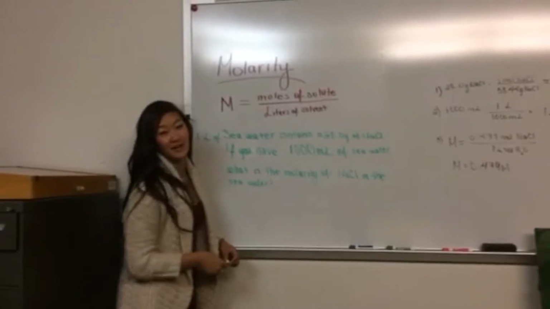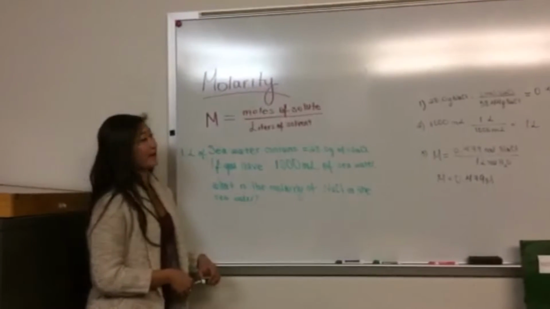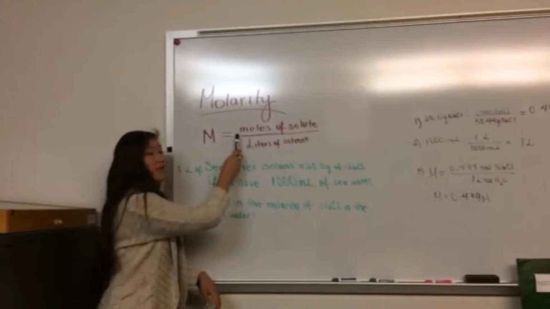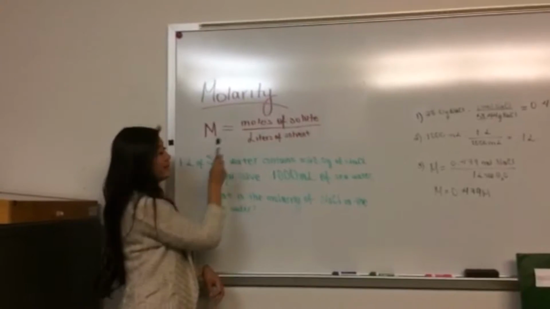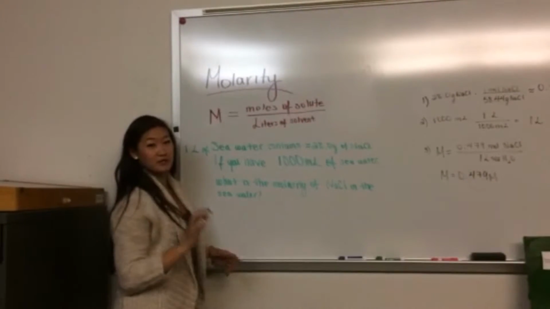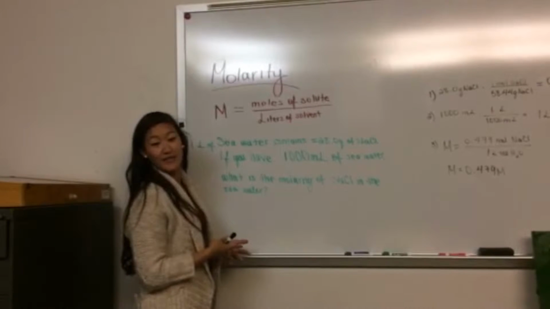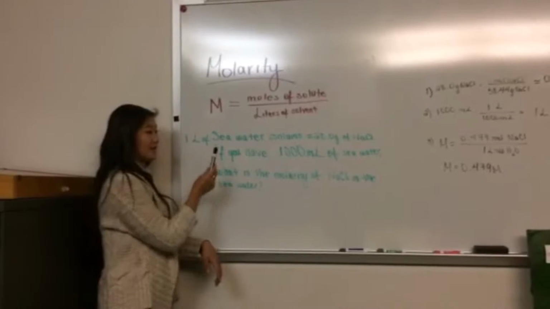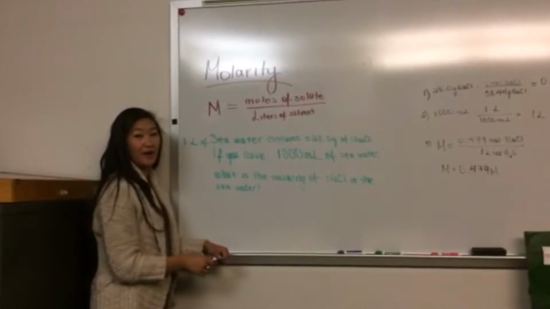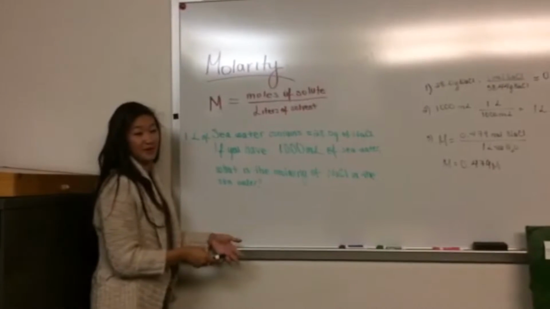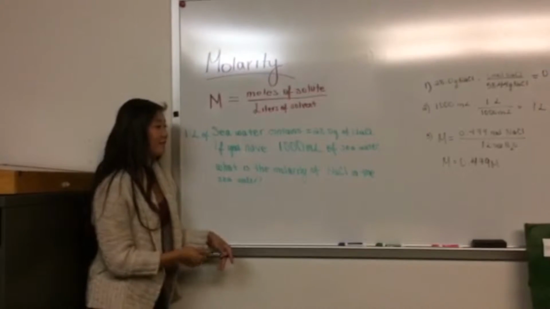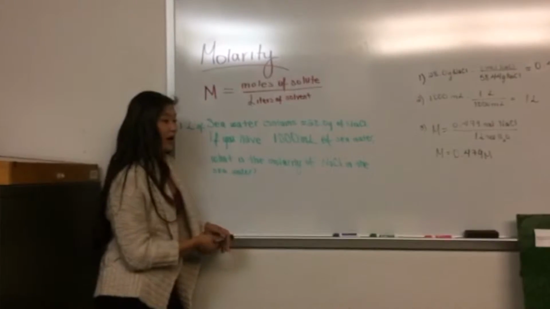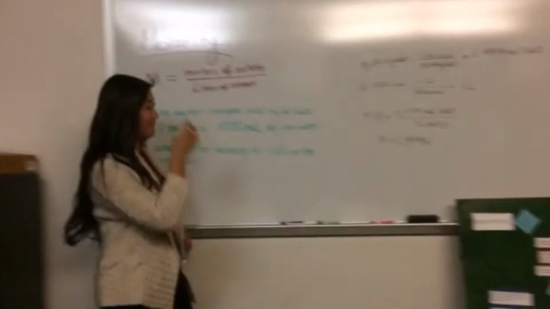Okay, so now we're going to talk a little bit about molarity. The formula for molarity is molarity, represented by big M, is equal to the moles of solute over liters of solvent. And so, in order to try and fully understand this, we're going to do a practice problem. So the problem is, 1 liter of seawater contains about 28.0 grams of NaCl, or as you know it, salt. If you have 1,000 milliliters of seawater, what is the molarity of salt in the seawater?